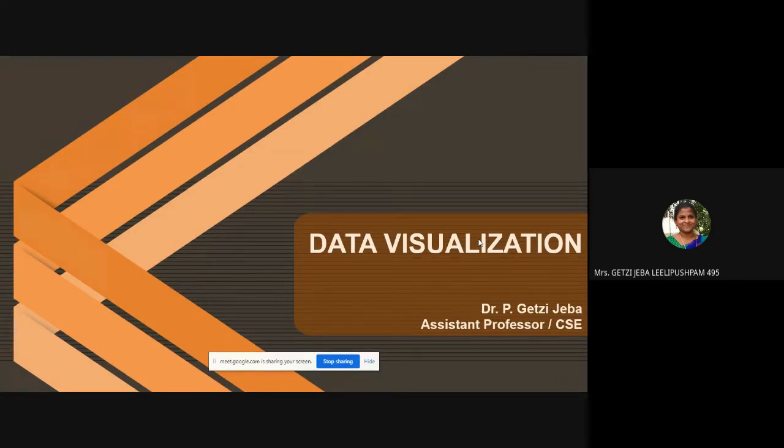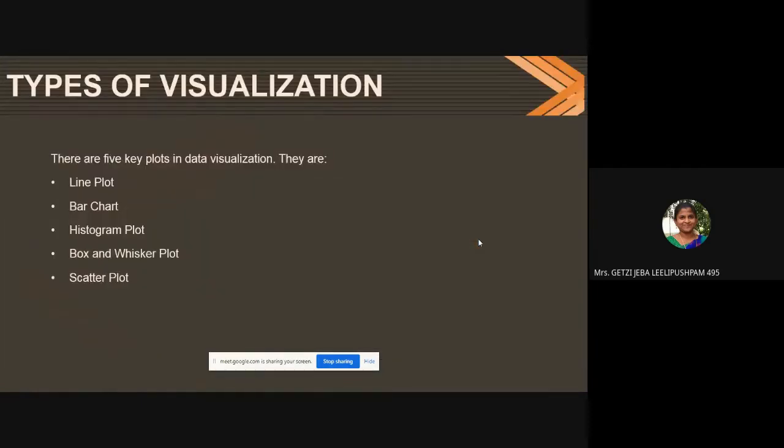Usually whenever a complex problem is given to us, people say, to understand the complex problem, first you draw it. Then you will understand that complex problem. That is the feedback of many experts. The same case here also. First, we draw the data set and we'll understand what that data set is. So here we are going to discuss the various visualization techniques.